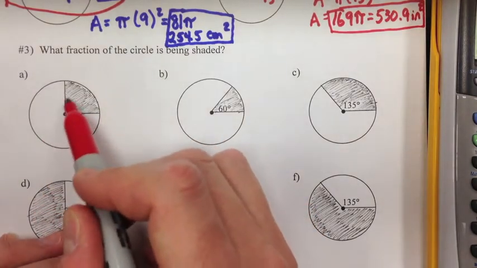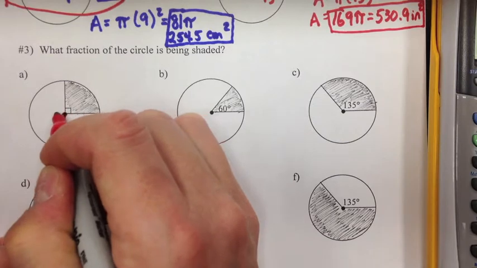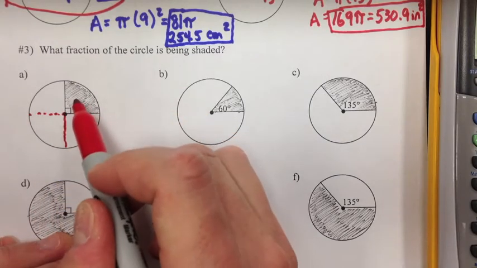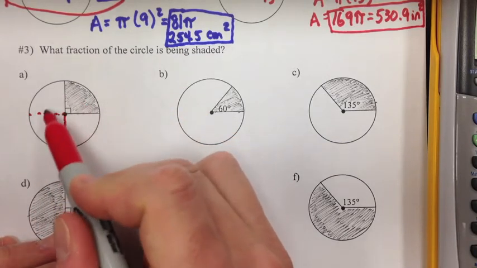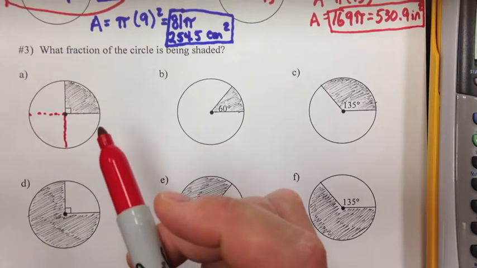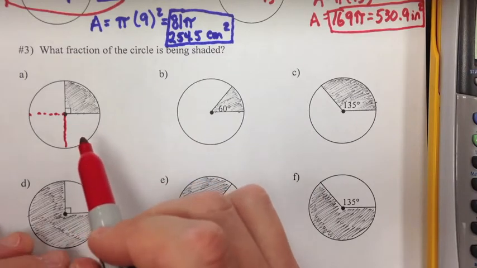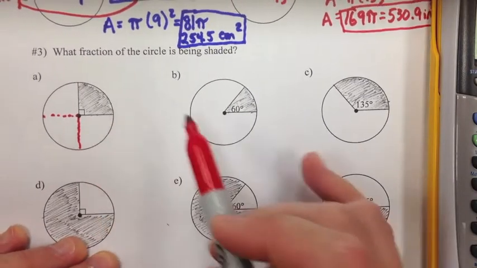Now, the first one here, part A, you might be able to just eyeball this and figure out, okay, the shaded area is really one of 4 sections. So you could say this is 1/4. So you could eyeball it and you would be right. Now, how would we do this mathematically?